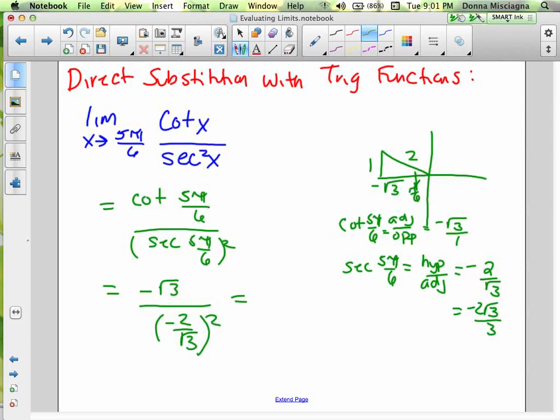And go sideways here. So we have negative square root of 3 divided by, that's now going to be positive 4 thirds. Right? So the square root of 3 squared is just 3. And now we're just multiplying by the reciprocal. Right? So that's going to be equal to negative 3 square roots of 3 divided by 4. When you divide by a fraction and we're dividing by 4 thirds, that's the same as multiplying by the reciprocal. And there we go. That one's all done.